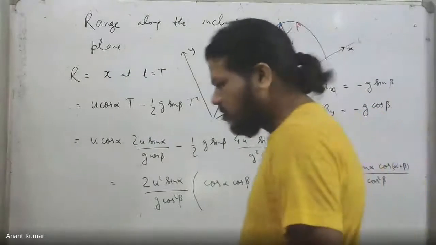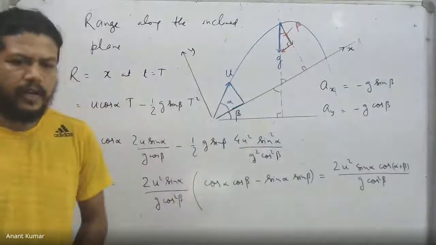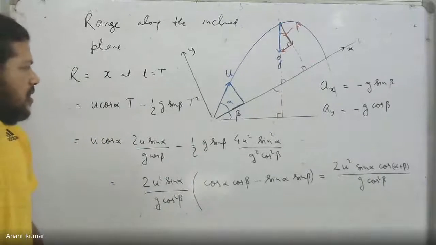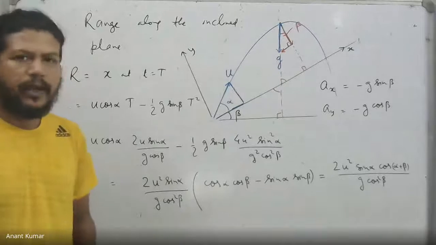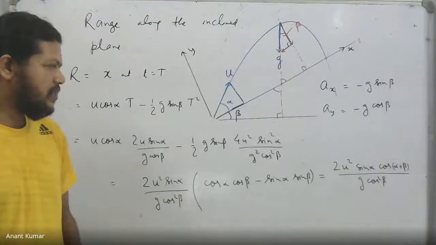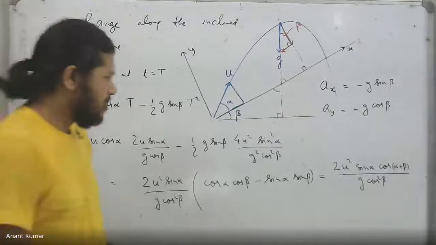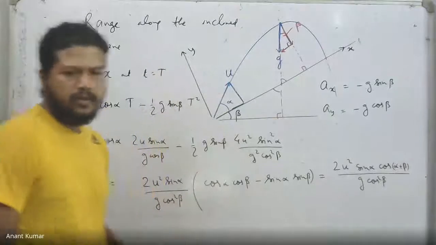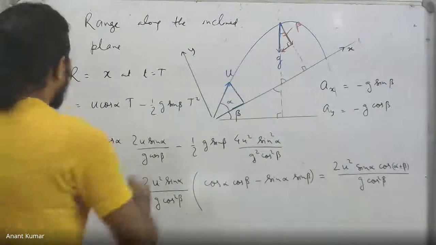Obviously, in this case, the beta angle is fixed, beta cannot change. What can change is the angle alpha. So I would like, in this case, to vary alpha and then see what might be the maximum possible value of the range. I require in this case that sine alpha into cos alpha plus beta should be the maximum over there.